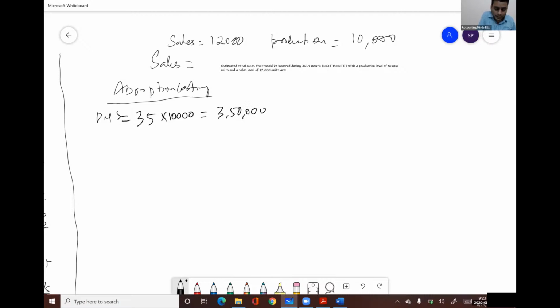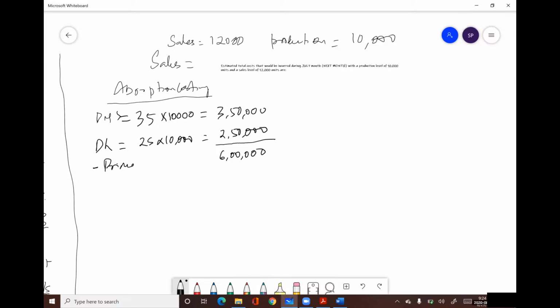Right. What next? Direct labor. Direct labor is 25 into 10,000, which is 2,50,000. Then the total is prime cost, 6 lakhs.